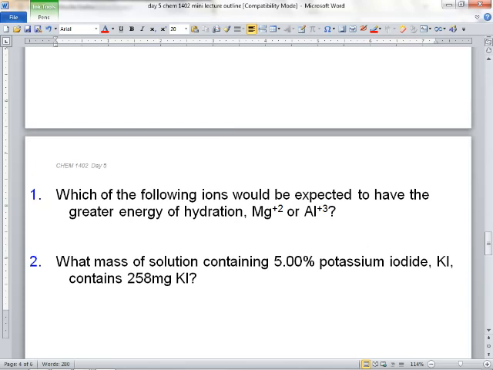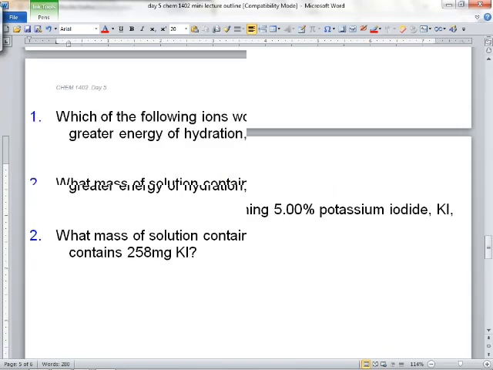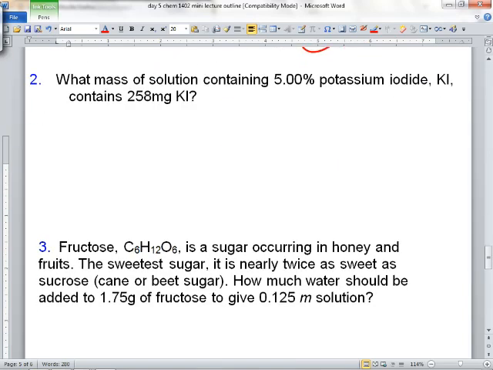Which of the following ions, Daisy, which of the following ions would you expect to have a greater energy of hydration? Magnesium ion or aluminum? Aluminum, because it's bigger charge, right? +3 is bigger than +2, so. Okay, let's try this one.